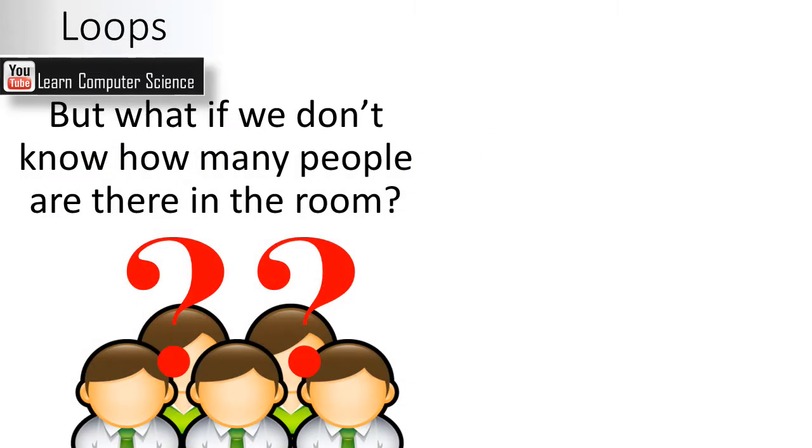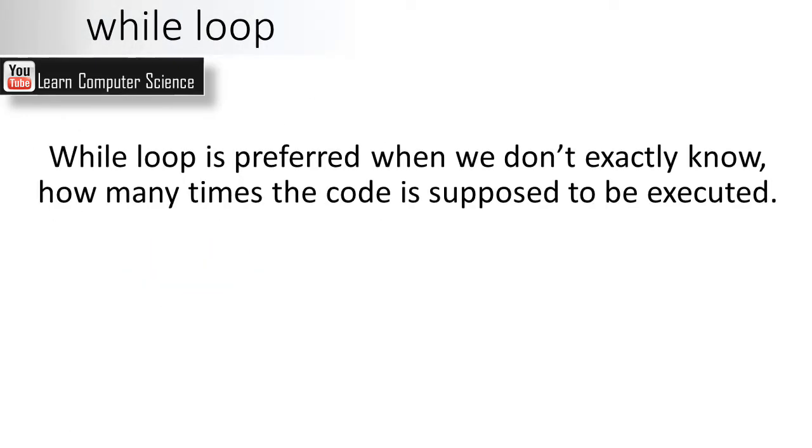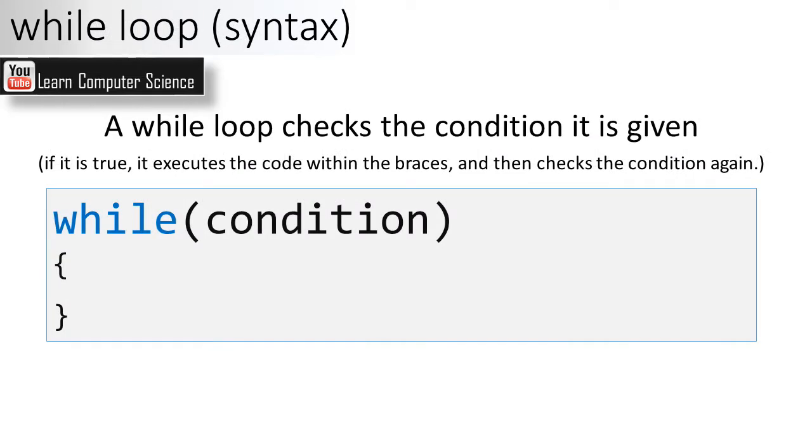But let's consider the same example again. What if we don't know how many people are there in the room? Here comes the while loop. A while loop is preferred when we don't exactly know how many times the code is supposed to be executed. Now let's have a glimpse at the structure of the while loop.